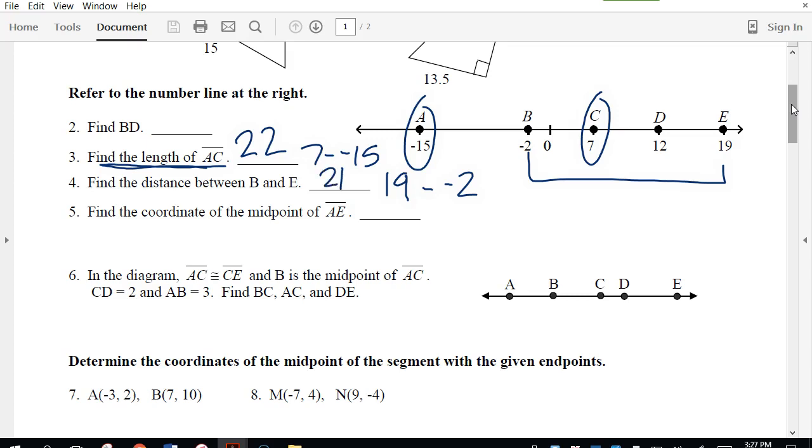This says find BD. Same thing as well. So you do 12 minus negative 2. 12 plus 2, 14.